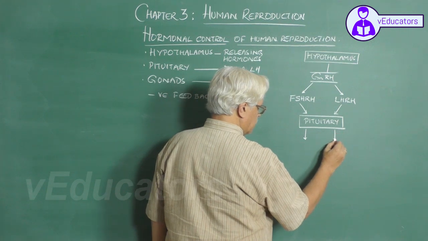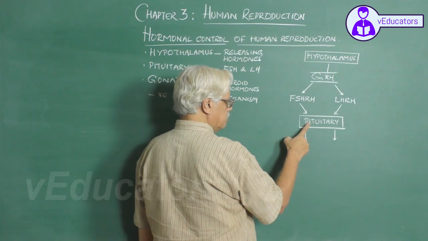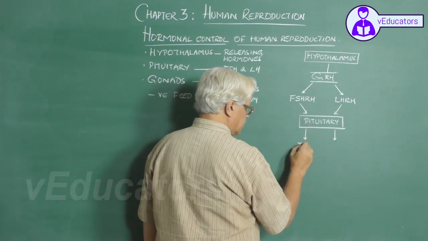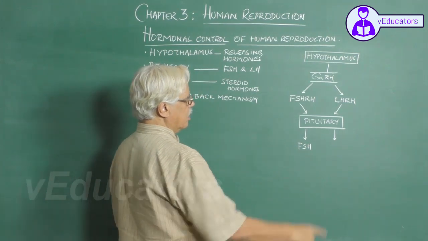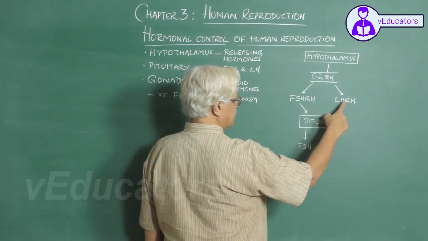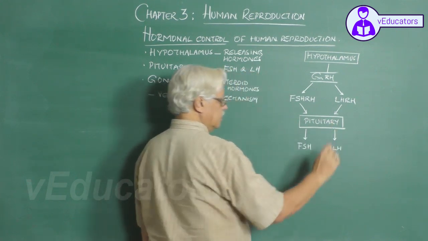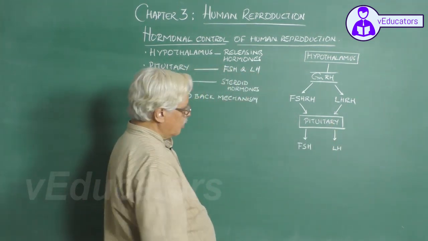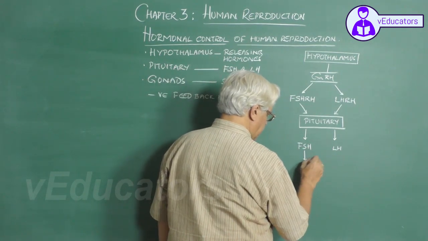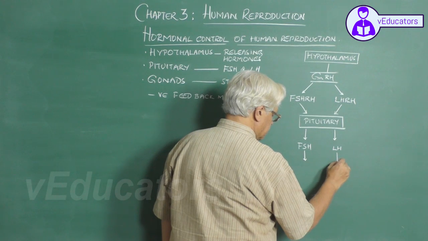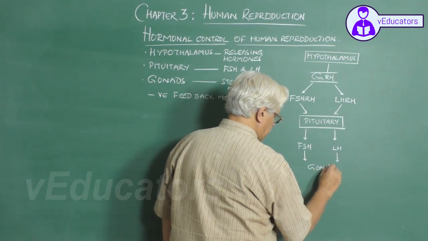reproduction related hormones. Under the influence of FSH-RH, pituitary releases FSH. Under the influence of LHRH, pituitary releases LH. Both these LH and FSH influence the gonads.